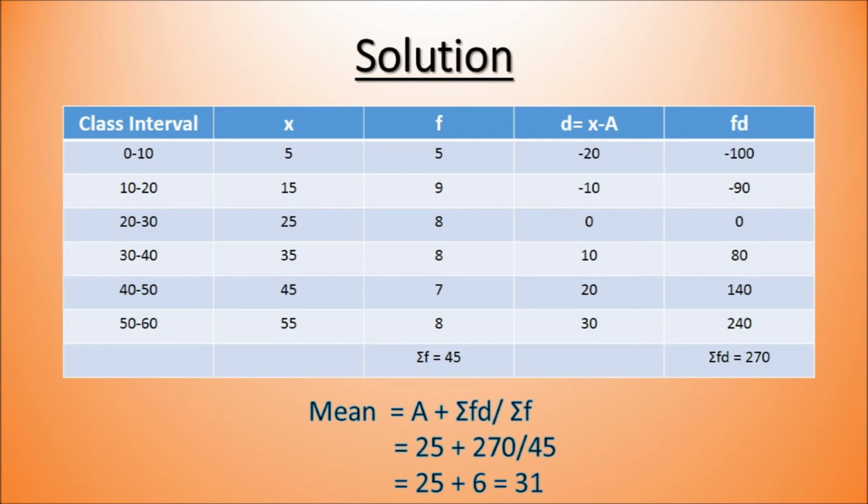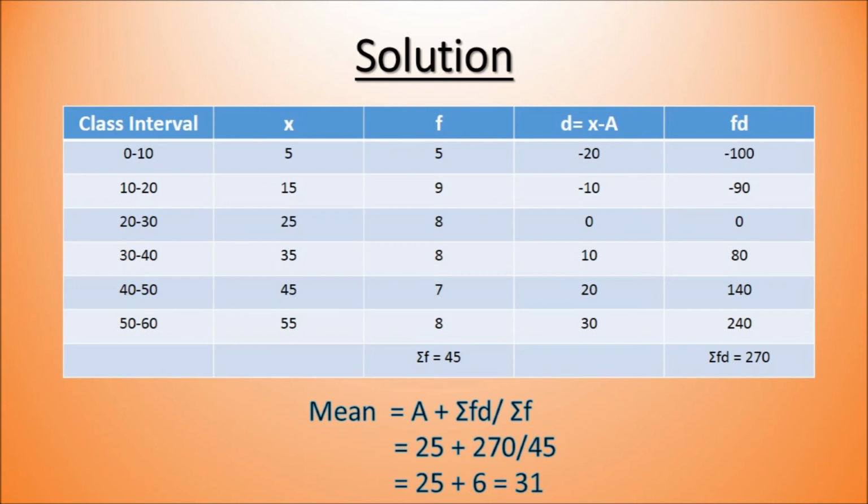For example, 0 plus 10 divided by 2 gives us 5, and 10 plus 20 divided by 2 gives us 15 and so on. From x we select a value, say 25 here, and subtract it from x to find d in the third column. Like 5 minus 25 gives us minus 20, 15 minus 25 gives us minus 10 and so on. Remember, it is x minus a and not a minus x.